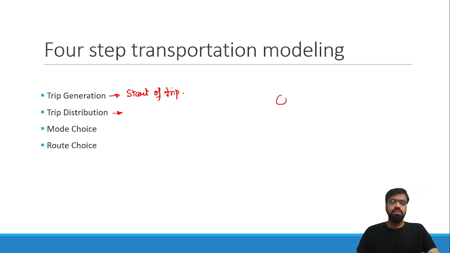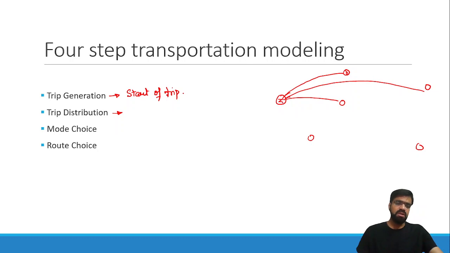There is a zone, let us say this is the zone, and these are destinations: destination 1, destination 2, destination 3, destination 4, destination 5. These are various destinations. So your trip will start from this zone, and then it may distribute to various destinations. So this is your second step, trip distribution. So we need to find out, if a trip is generated, what destination is preferred, or what destination is used for more number of trips.